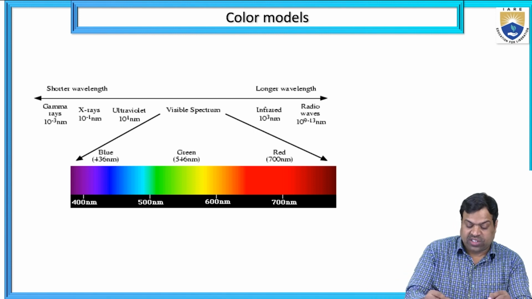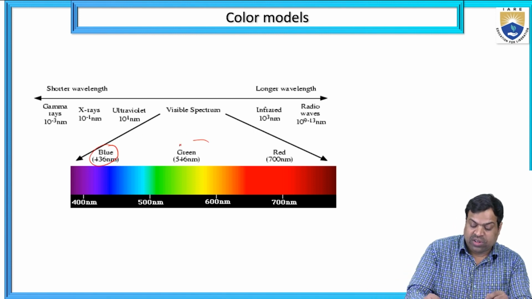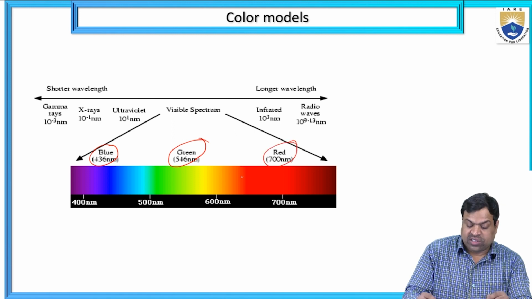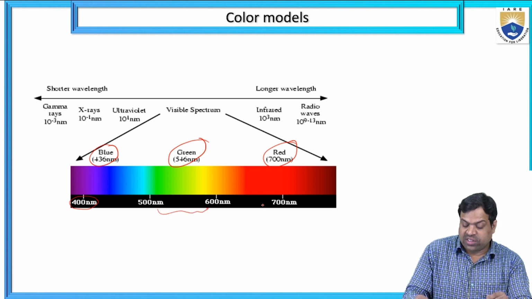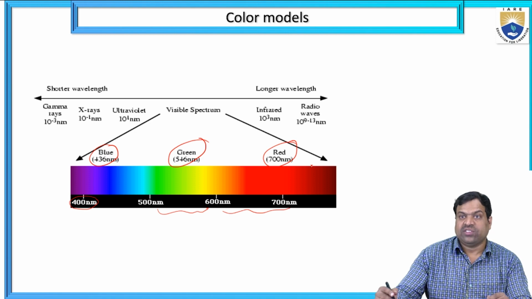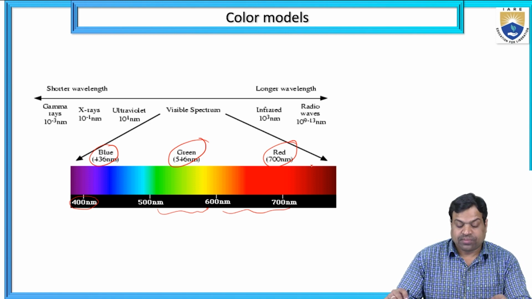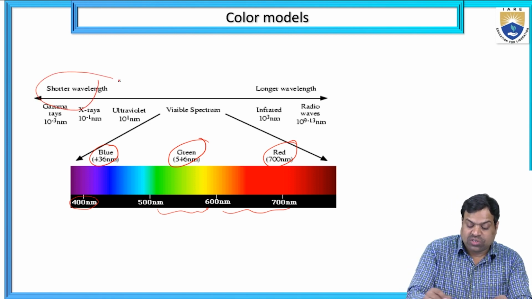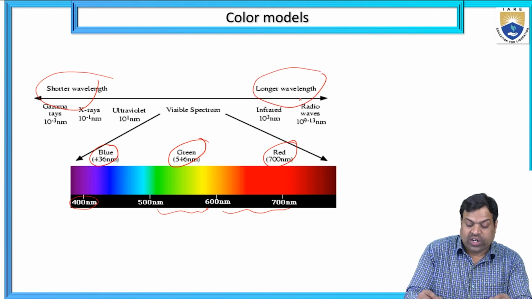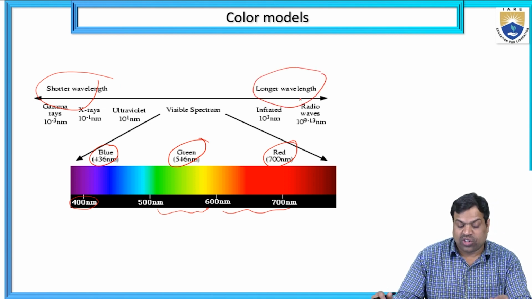So, how many colors are there? Here I am taking blue, green and red. What is the range of blue? It is 400 nanometers. And what is the range of green? It is between 500 and 600. And between 600 and 700, that is the red. So, from shortest wavelength to longest wavelength. What are the shortest wavelengths and what are the longest wavelengths?